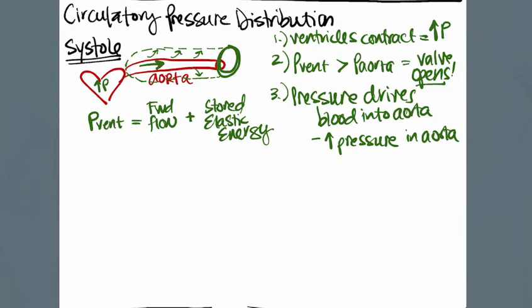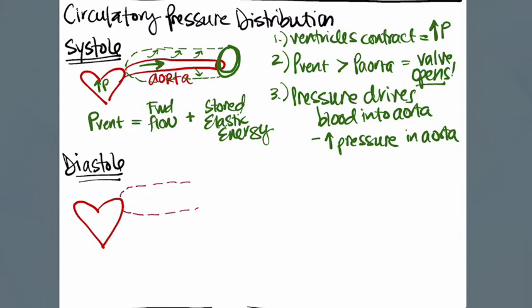Let's now think about what happens during diastole. So let's draw kind of where we ended. So here's our heart, and I'm going to draw the aorta in that stretched state, because that's where we ended, right? So here is again the aorta. So what happens during diastole? I'll make this a different color. We'll make diastole purple.